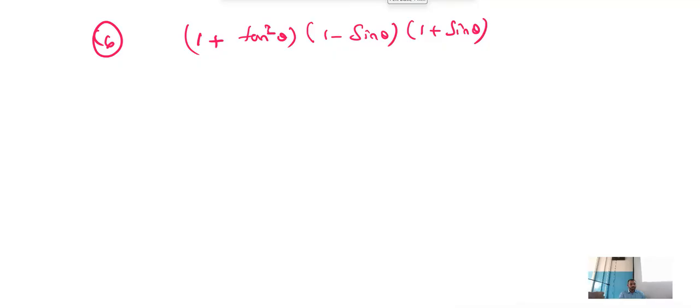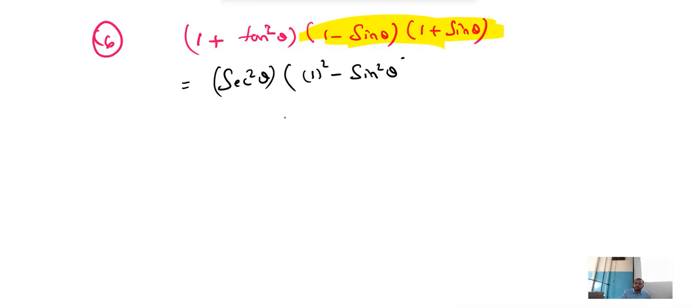It's so easy, man. It's like 1 mark. What's the answer? You only can tell me. What is 1 plus tan square theta? Tan square theta plus 1 is secant square theta. Correct? Now this is in the form of (a plus b) into (a minus b), which is a square minus b square.